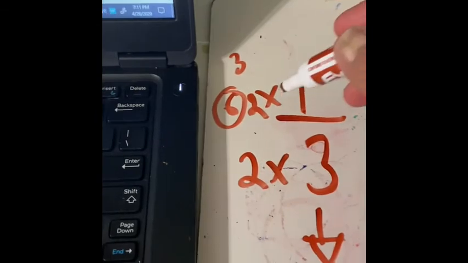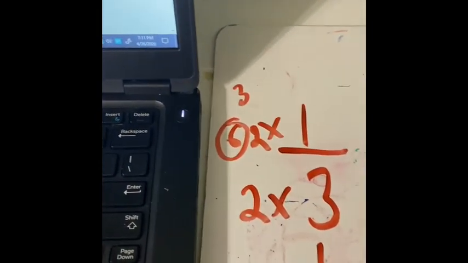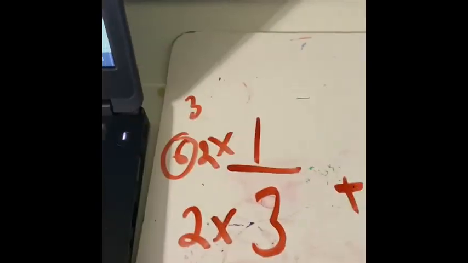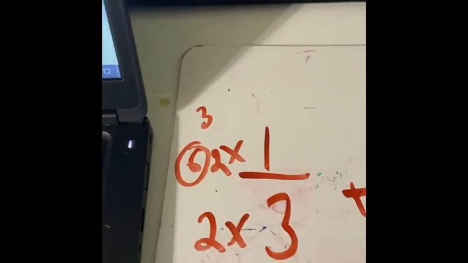So 2 times 1 gives you 2. 2 times 3 gives you 6. Okay, over here, even though this is simple, we know 1 times 1 gives us 1. We know that 1 times 6 gives us 6. It's easier to do it that way.